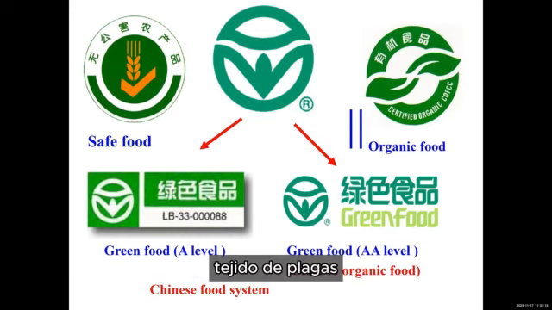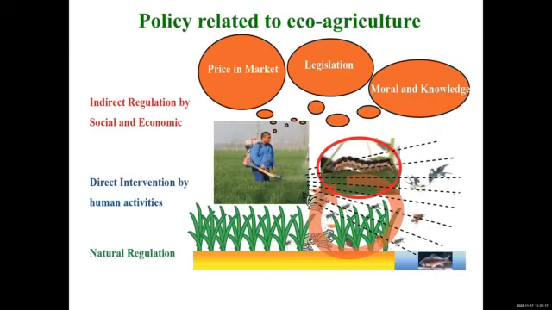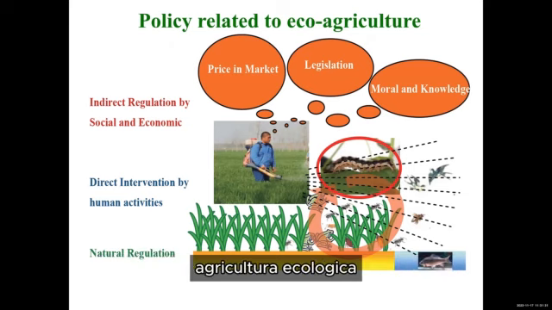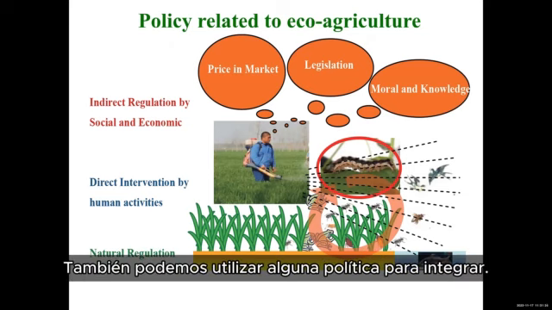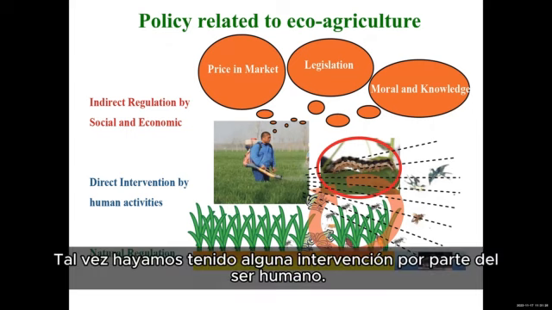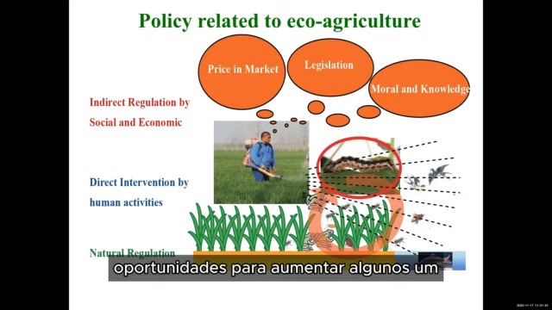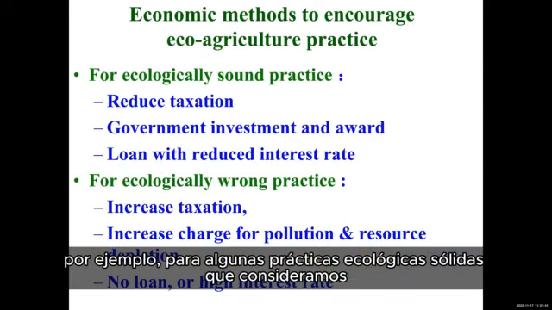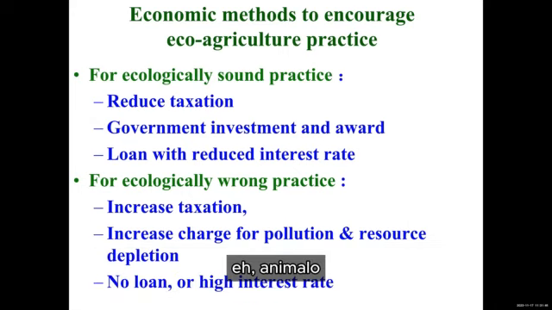So for this food system, ecological agriculture, we can also use some policy to integrate this system. We may have some intervention by human activities to increase some positive effects, to reduce some negative effects. For example, for some ecologically sound practice, we will encourage it.